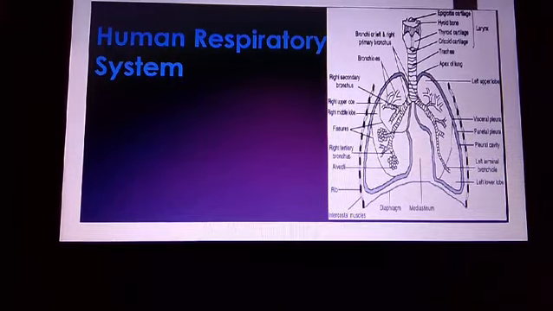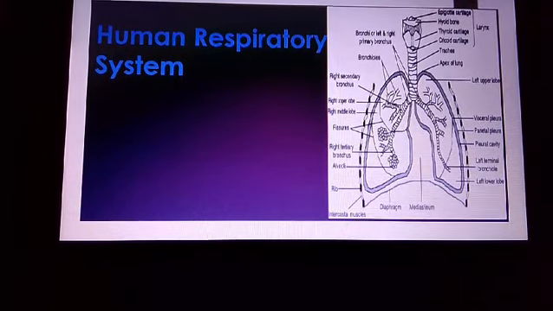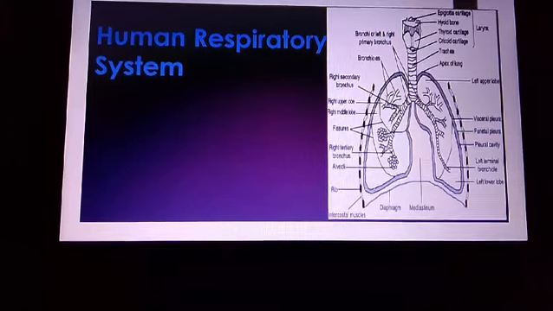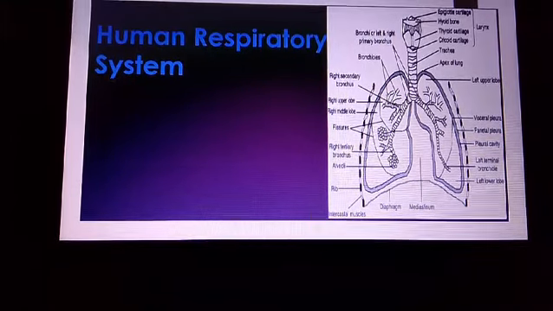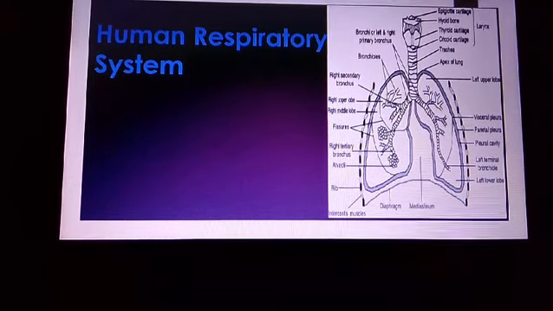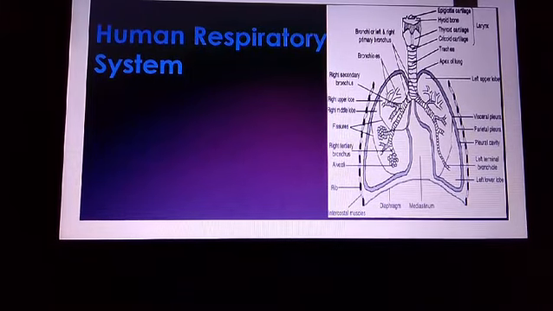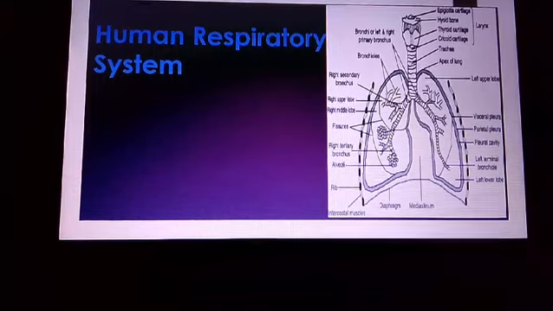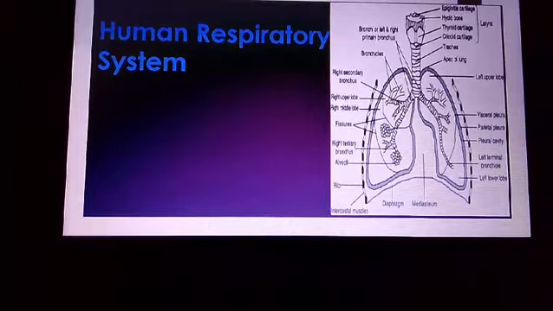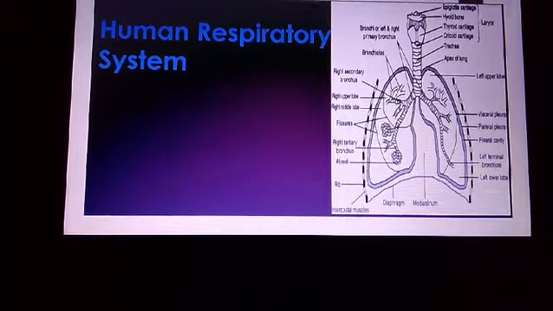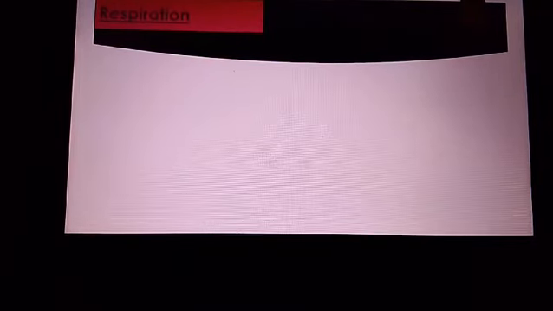I'm again with another lecture, and today my lecture is about the human respiratory system. In this, we will discuss different components of the respiratory system as well as the mechanism of inhalation and exhalation. And right now, this is a diagram of the respiratory system on the right side of the slide. Okay, respiration, our first term.